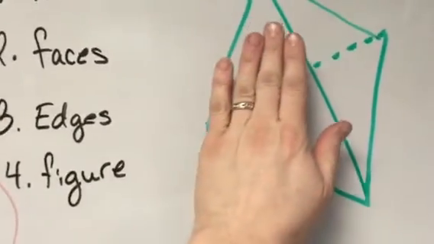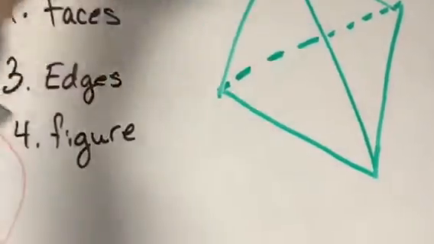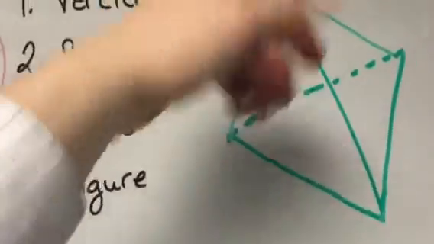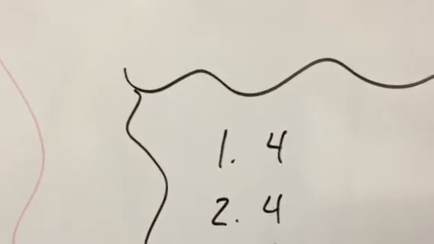How many faces? Again, let's count them. We have this side, the bottom, which is the base, and the back that we can't see from this angle. So again, we counted 4. So let's go down, and 4 is the right answer.